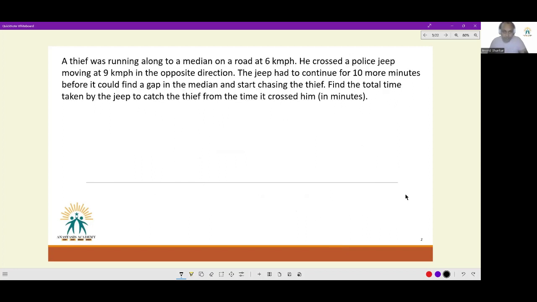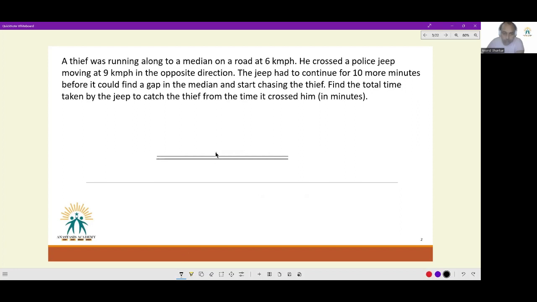Okay, moving on. Next, a thief was running along a median on a road at 6 kilometers per hour. So think of it this way, image-wise, what is happening? Sorry, don't need a circle, we need a line. Let's say this is the median on the road. Median on the road is a divider. In India, we use the term divider. A thief was running along a median on a road at 6 kmph.